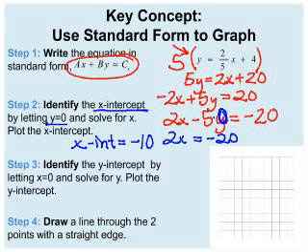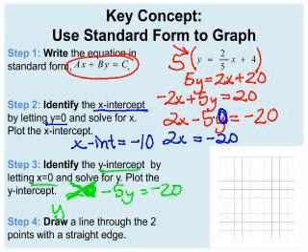Now I want to do the same thing to find my y-intercept, but this time I'm going to let the x equal 0. So I have 2x minus 5y is equal to negative 20, but I'm going to let my x be 0, which causes this to become 0. So if I solve for y, I would get a y-intercept of 4.